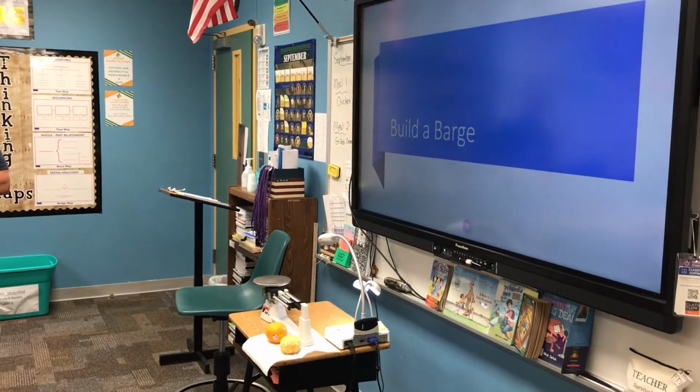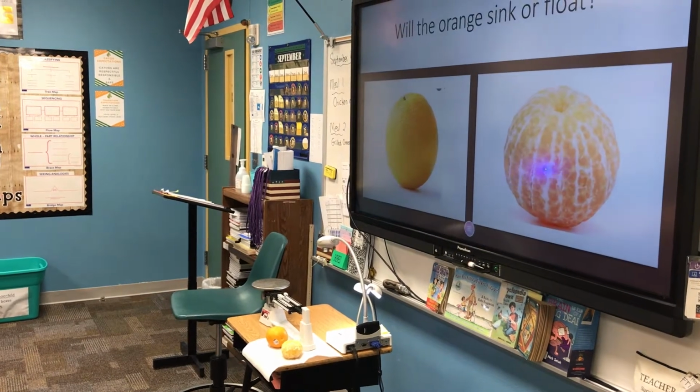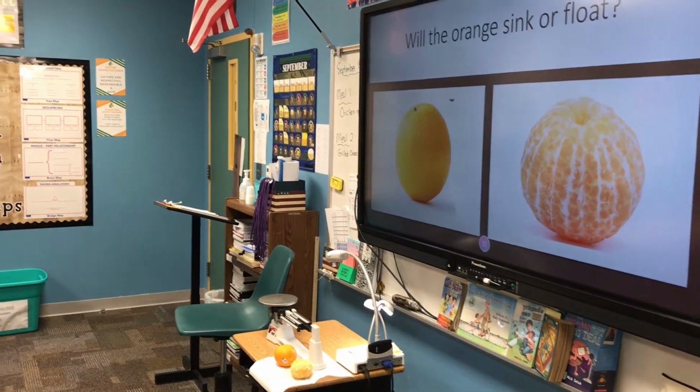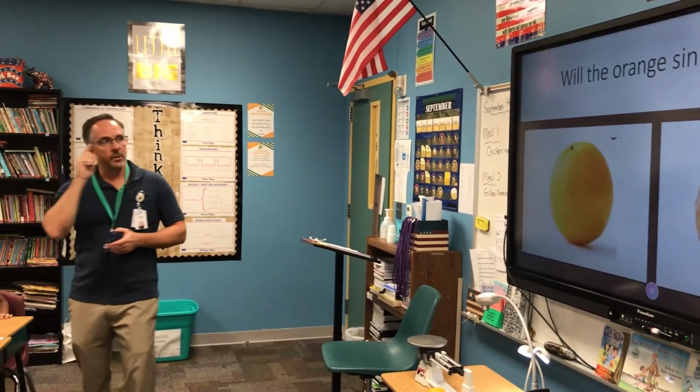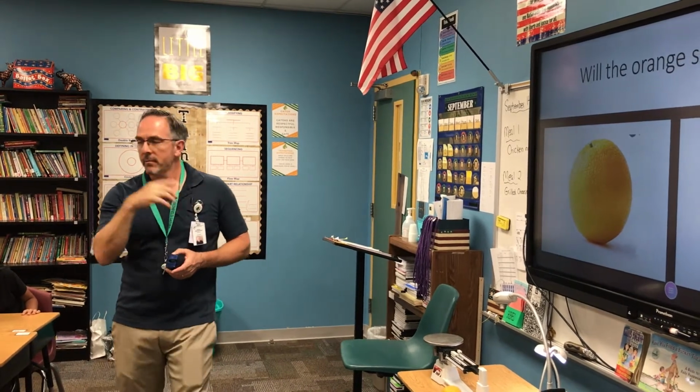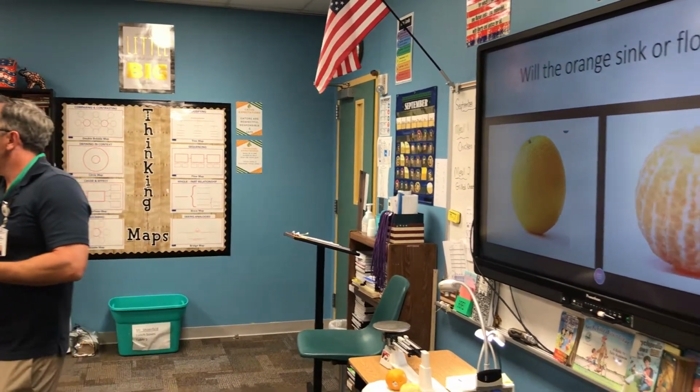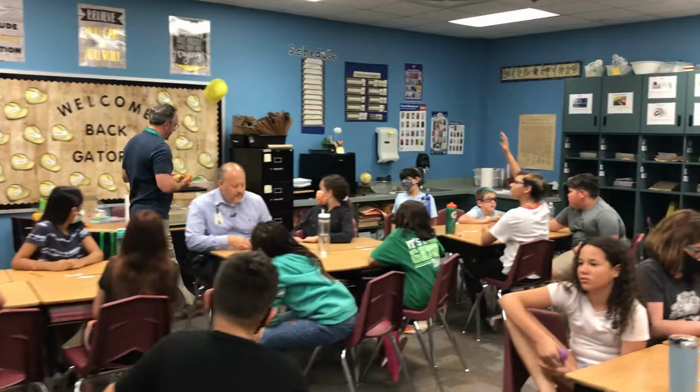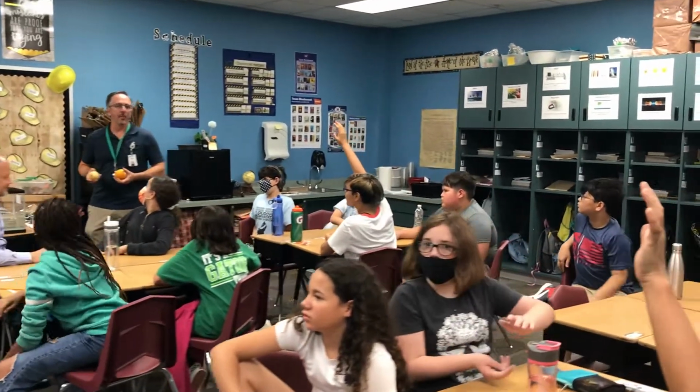Now I'm going to pose a question to start off with. Will the orange sink or float? Think about that. Okay, look at the two types of matter that we have here. What do you notice about them? What makes them similar? What makes them different? Sink or float? How many say sink?